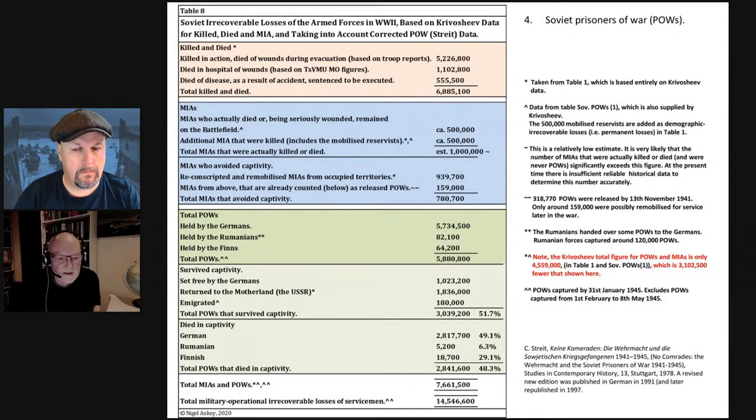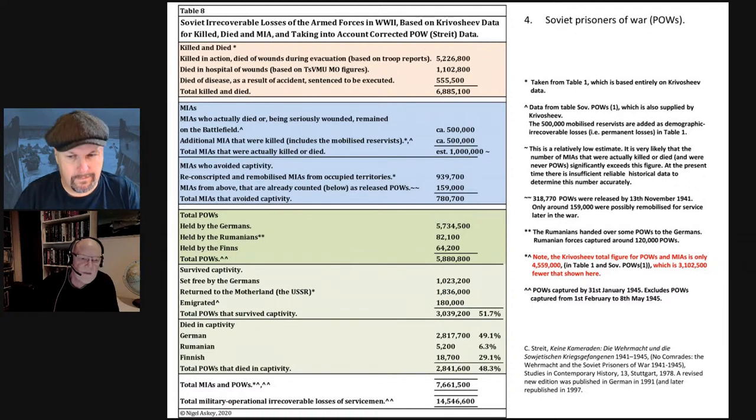Now, the Romanians captured about 120,000, and they handed a big chunk of those over to the Germans. The Hungarians captured numbers too, but they didn't hold them in camps. They handed them over to the Germans. The Finns didn't hand any over to the Germans. They kept their POWs in Finland, and they weren't treated well either, I have to say. Roughly a third of the Finnish prisoners also died.